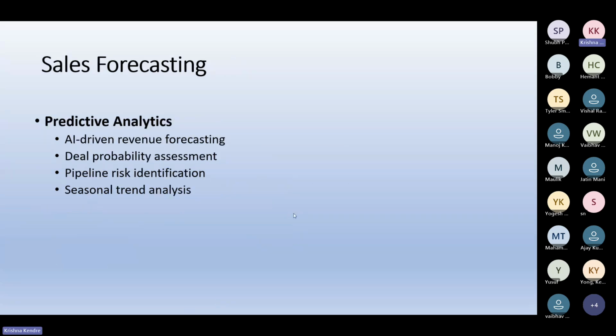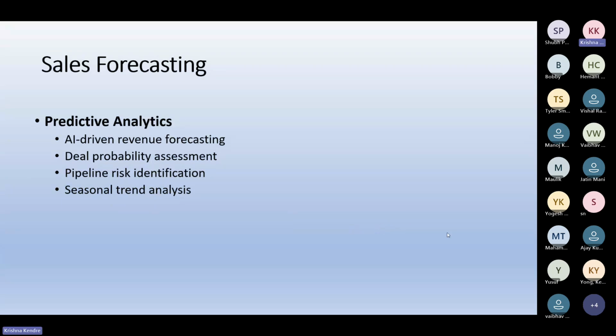For sales forecasting, how does Copilot help? In sales forecasting, it's not just about predicting revenue, it's about giving leadership and the sales team confidence in their pipeline. So with Copilot and predictive analytics in Dynamics 365, forecasting becomes more accurate, data driven, and actionable.